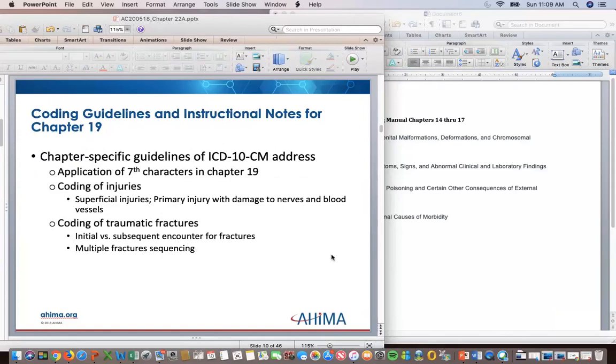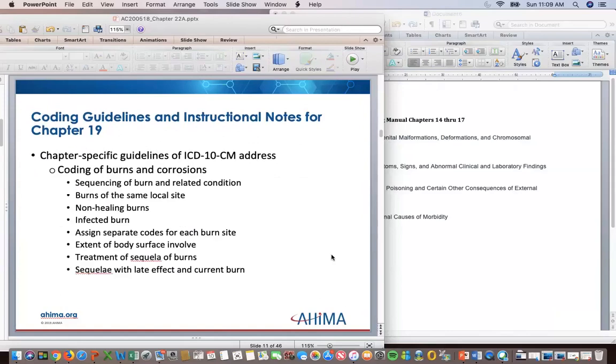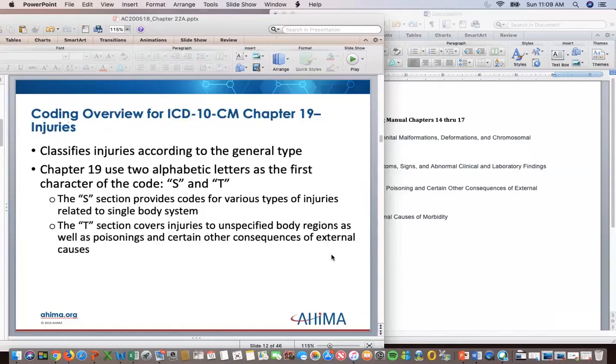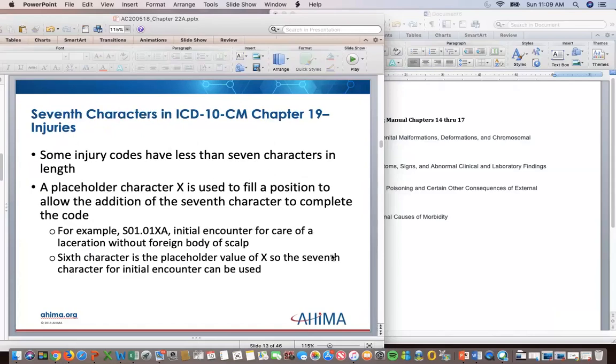So again, these chapter guidelines: application of 7th characters, coding of injuries, coding of traumatic fractures, coding of burns and corrosions, and they use 2 alphabetical letters as the first character, S and T. So S provides codes for various types of injuries related to a single body region, and the T section covers injuries to unspecified body regions as well as poisonings and certain other consequences of external causes.